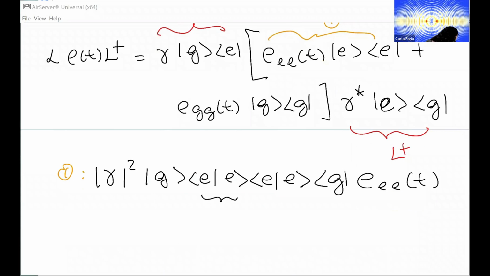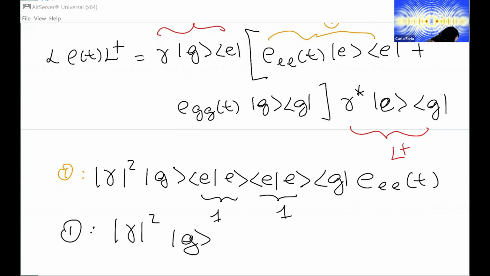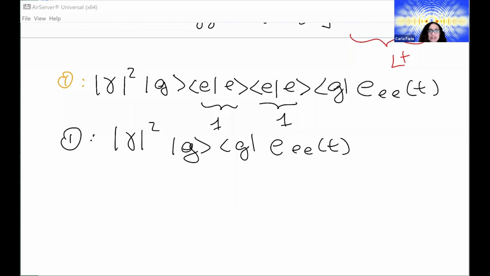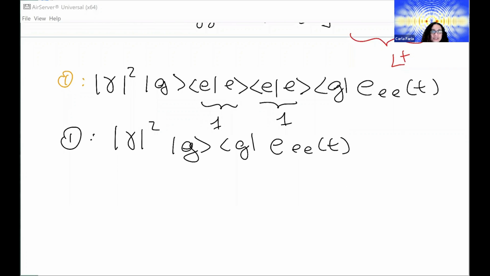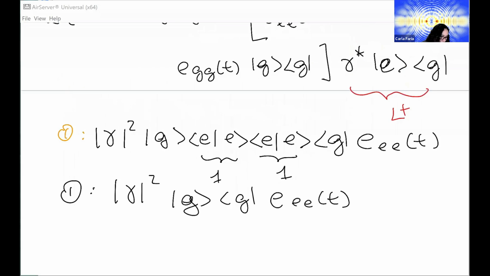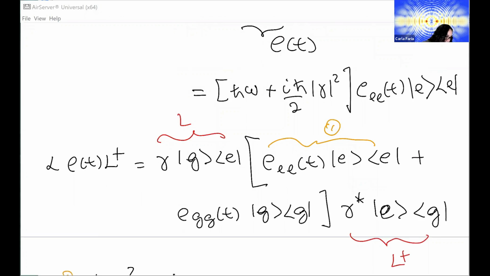So you can clearly see this is 1, this is 1, so that this first expression gives you modulus square gamma G G rho E E T. So you see you went 1 down because this is clearly now a projector onto the ground state, and you have some coupling here with the excited state in form of this coefficient. We want then to compute the equations for these coefficients.